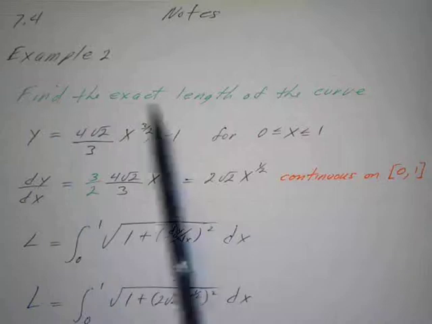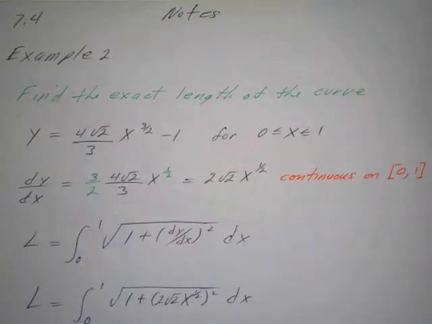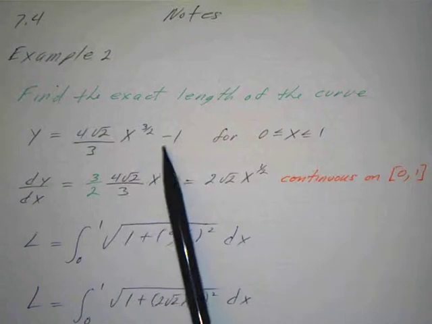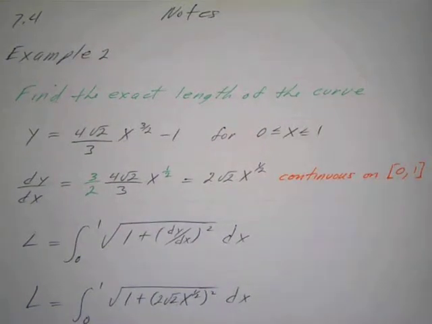So we want to find the exact length of the curve, and this was the curve, y equals 4 times the square root of 2 over 3, x to the 3 halves, minus 1, for this interval from 0 to 1. So the first thing we're going to do is find dy/dx, because that's going to be in our formula.